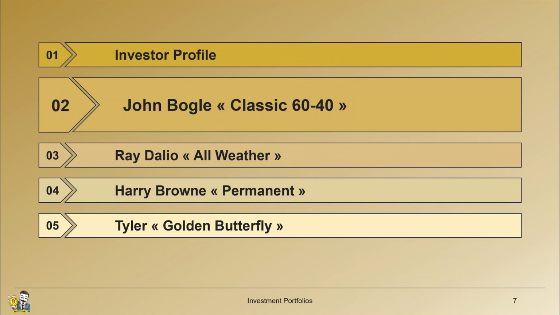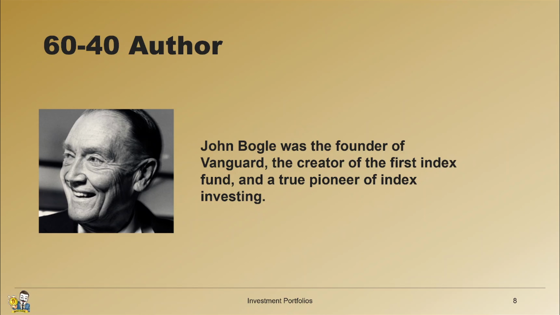Okay, now we're going to analyze the John Bogle portfolio, also known as the classic 60-40. First, a few words about the author. John Bogle was the founder of Vanguard, one of the world's leading investment firms. He also created the first index fund and was a true pioneer of index investing through ETFs.